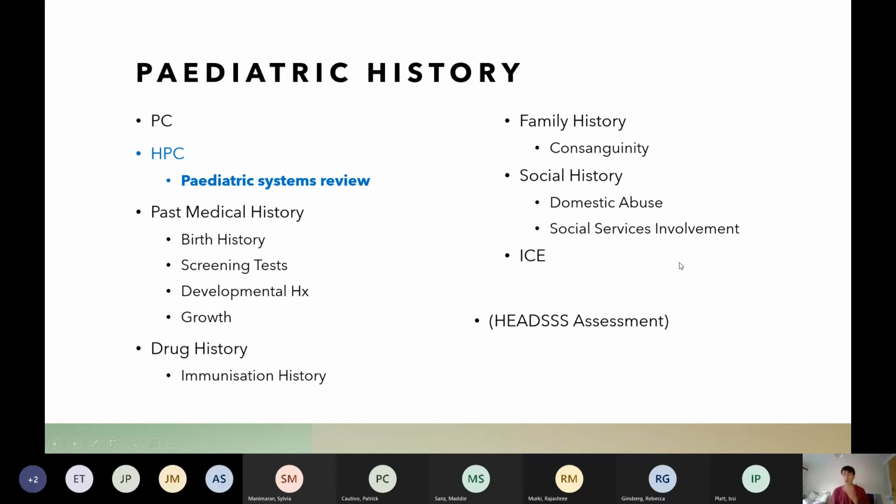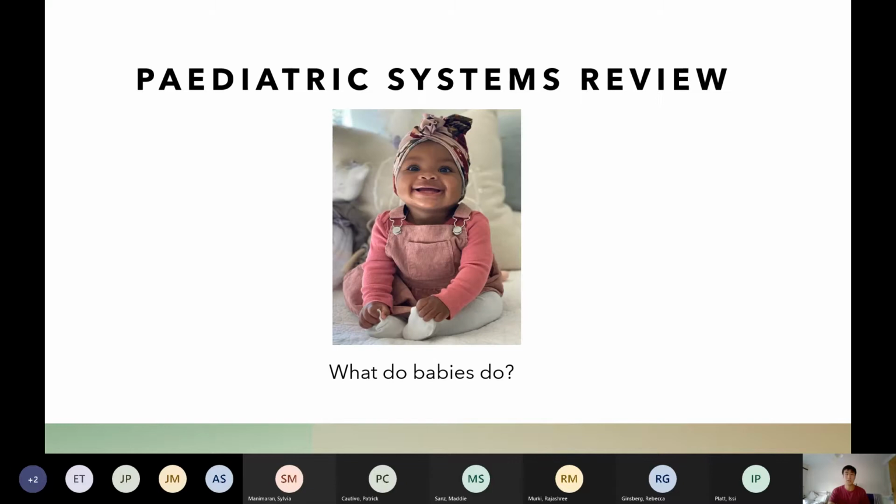Then you do presenting complaint, do your usual history of presenting complaint, throw in a Socrates, and then you do your paediatric systems review. I think this can be quite a daunting one, but I think it's very easy. Just break it down into this. What do babies do? Whack that in the MS Teams, okay? I had a paediatric consultant, I won't name their name, who says babies are incredibly boring because they only do a few things. Good, cry, eat and drink, very good.